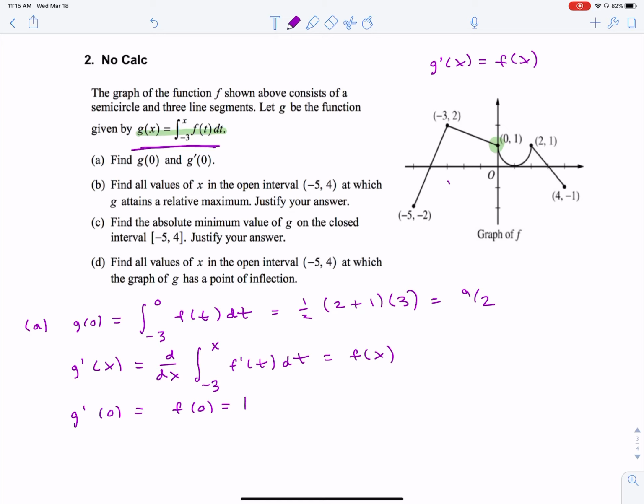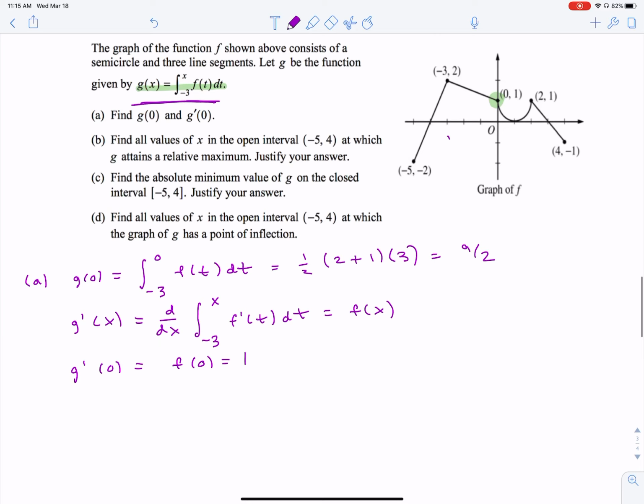Okay, let's move on to question B. Find all the values of x on the open interval from -5 to 4, where g obtains a relative maximum. Justify your answer. So in this case, this is very similar to yesterday.